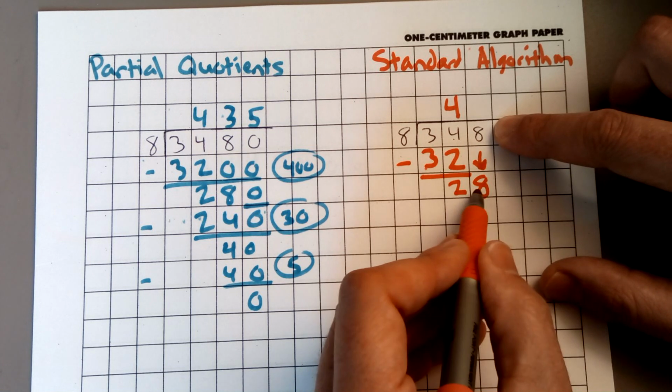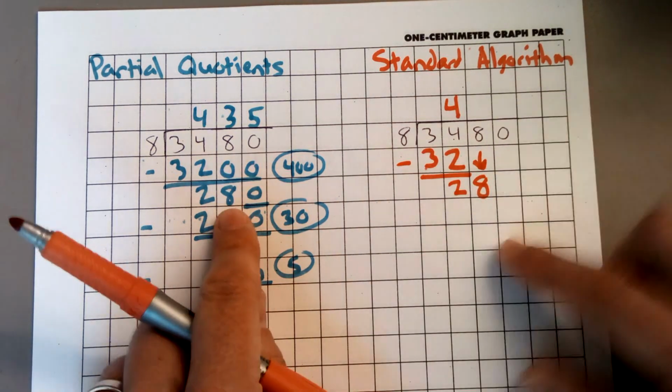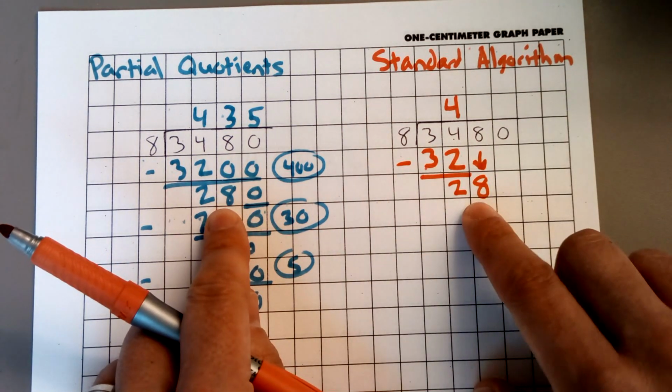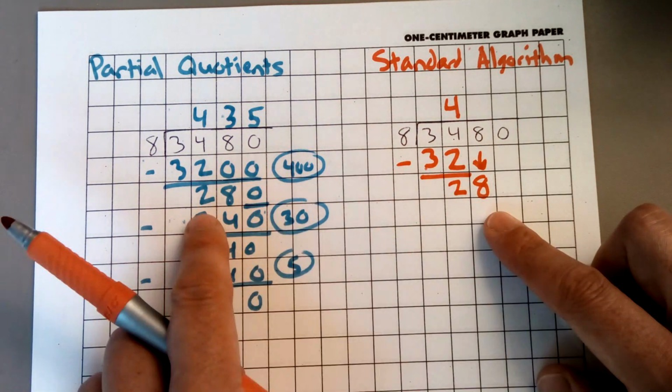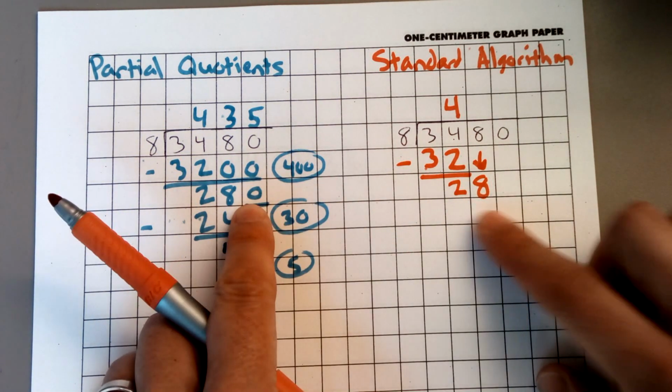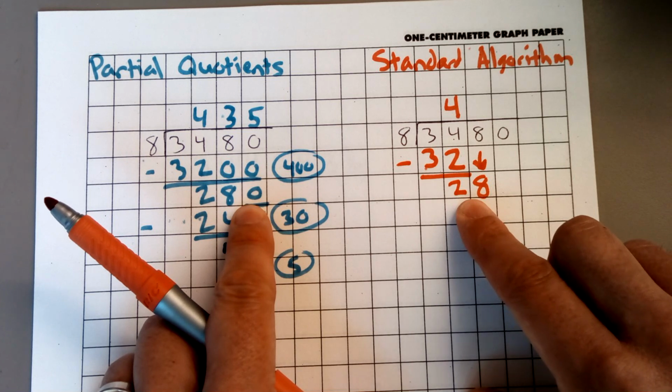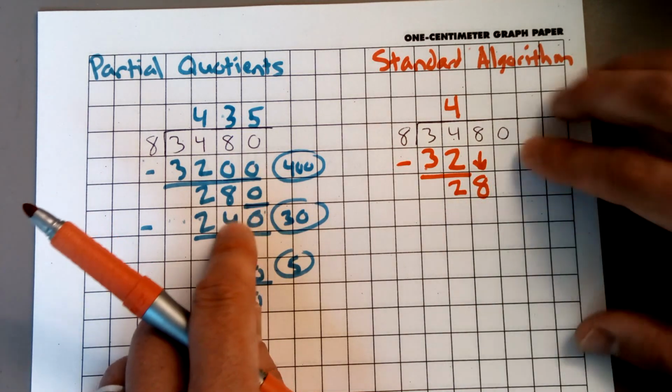Now I've got 28 tens left to divide. Look how similar that is. 28 tens, it's the same thing as 280. I'm just going digit by digit. So I don't look at it as 280. I'm just looking at it as 28. It's a little bit easier to look at it that way.